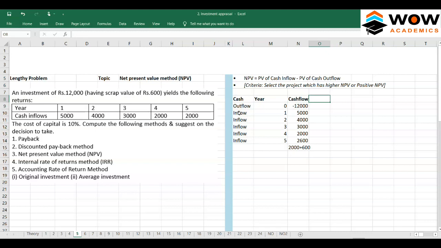The next one would be the discount factor at 10%. The first year discount factor is always 1. The next year's discount factor would be the previous number divided by 1.1, as it is a 10% discount factor. Copy it and you'll get the answer.